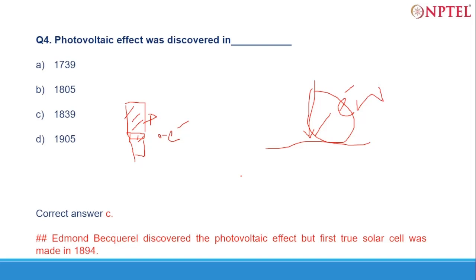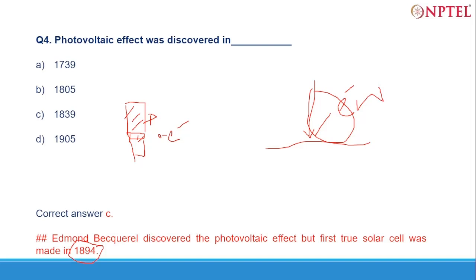And actually, after discovery of this photovoltaic effect, it took significantly 5 decades to build the first true solar cell. Keep this in mind. The first true solar cell was built after 5 or 6 decades of this, in 1894. I just put this information so that you also have knowledge of this. The first generation solar cells had very poor efficiency, 1 or 2%, or even less than that.